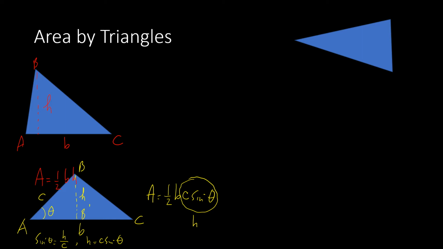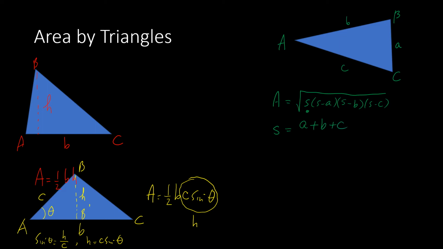Now, another is by using Heron's formula. So let us call this again as triangle A, B, and C. The sides are all known, a, b, and c. The area is equal to the square root of S times (S minus a) times (S minus b) times (S minus c), where S is called the semi-perimeter, equal to the sum of the sides a, b, and c divided by 2. So these are the three possible cases that may arise for any triangle.